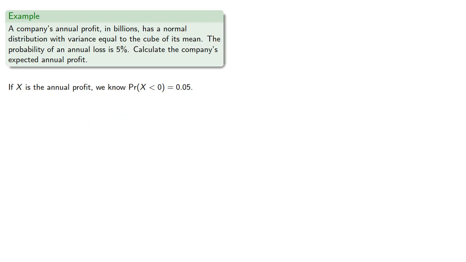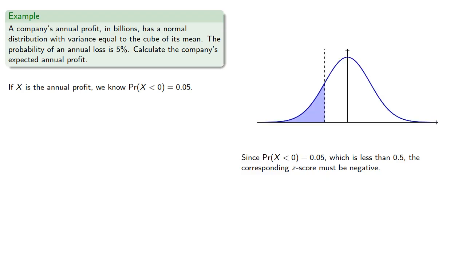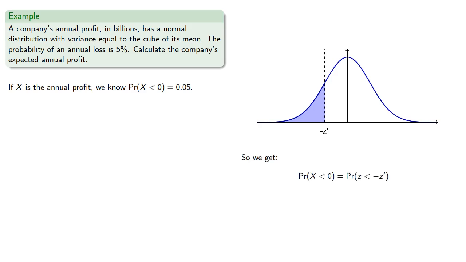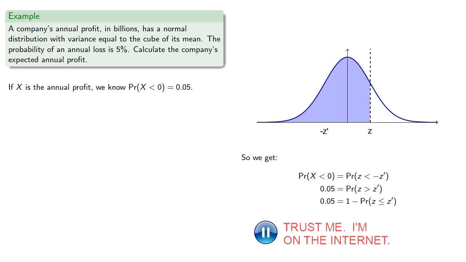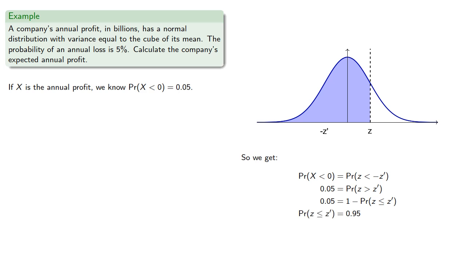Since this probability is less than 0.5, the corresponding z-score must be negative. So let's designate it minus z prime. And so our probability that we're less than 0, well, that's the same as the probability we're less than some negative number. By symmetry, that's the same as the probability we're greater than the positive version of the number. And that's complementary to the probability that we're less than or equal to it. And so our probability of interest is 0.95, and that tells us z prime, the positive number, is 1.64, and so the corresponding z-score is negative 1.64.